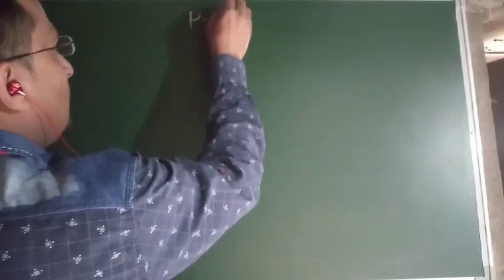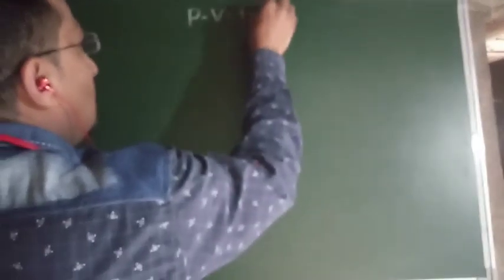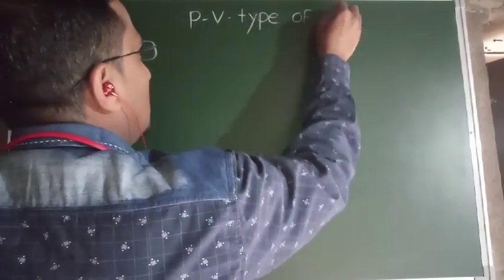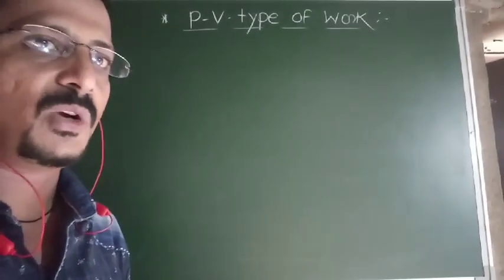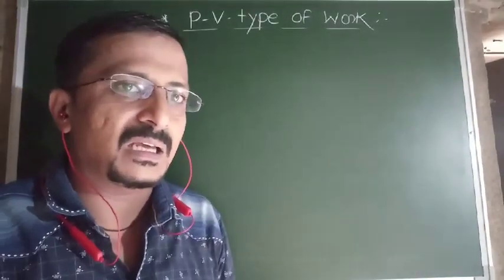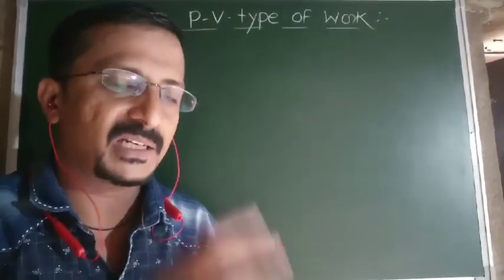Now today we are going to discuss the PV type of work, that is the pressure volume type of work. That is a new concept from thermodynamics. As far as the pressure volume type of work is concerned, we know that in chemical thermodynamics, whatever work we are considering, it is just PV type of work.